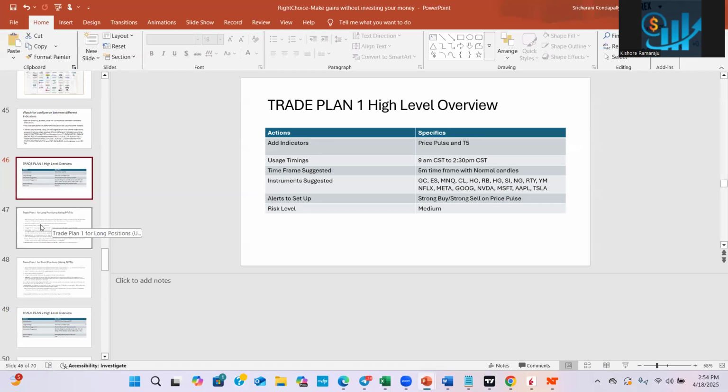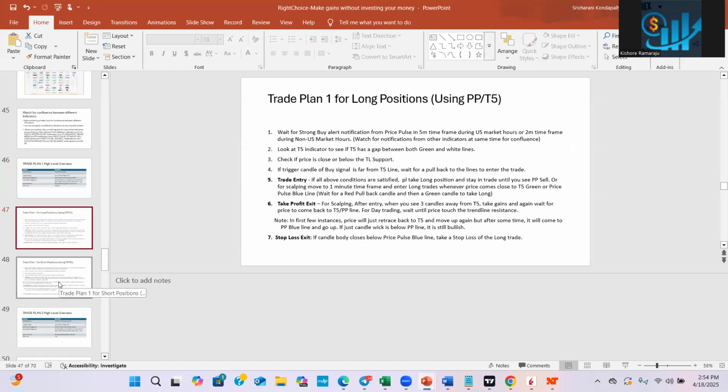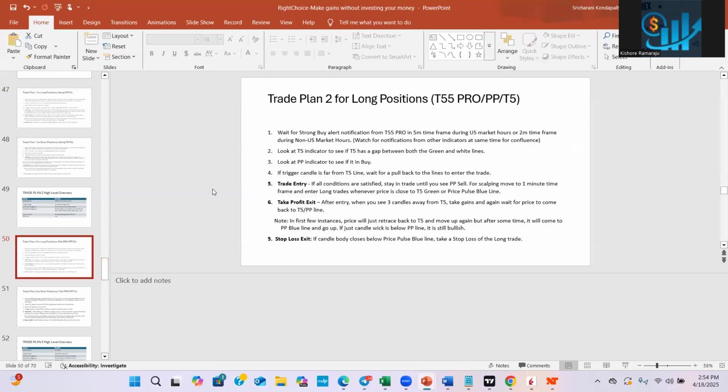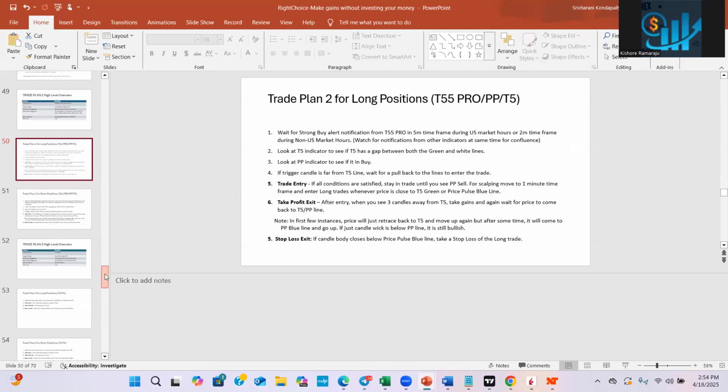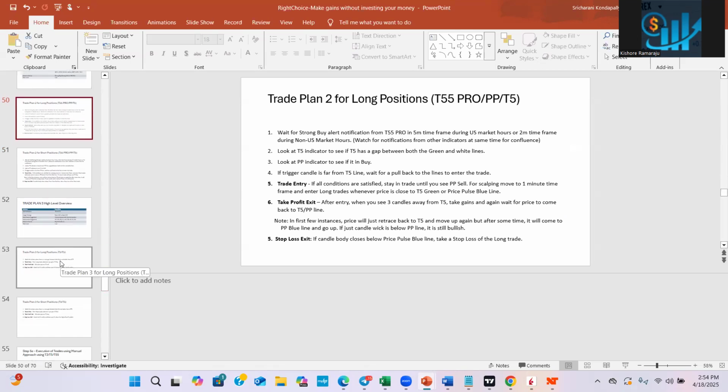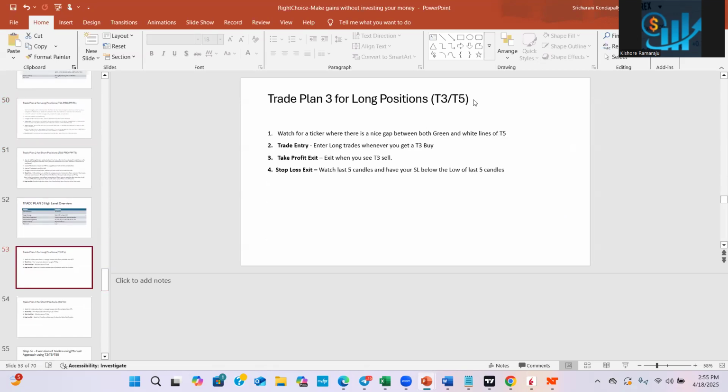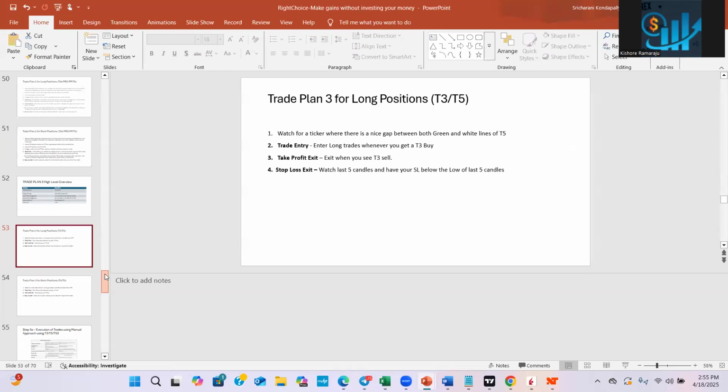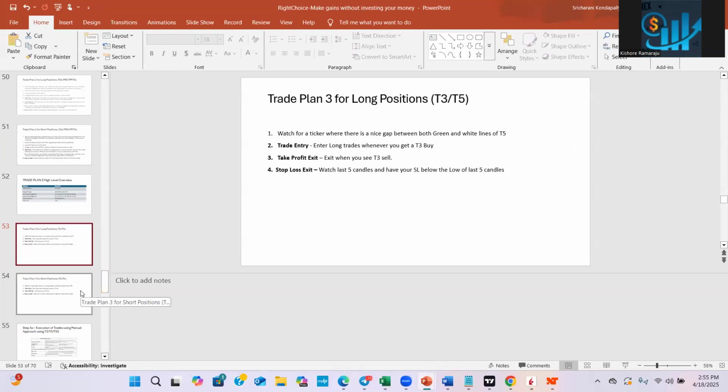Strategy 1 with price pulse and T5. Strategy 2 using T55 Pro, price pulse and T5. Strategy 3 which is using T3 or T5. Any of these things. Again, we have high risk strategies like T8, but better, right?